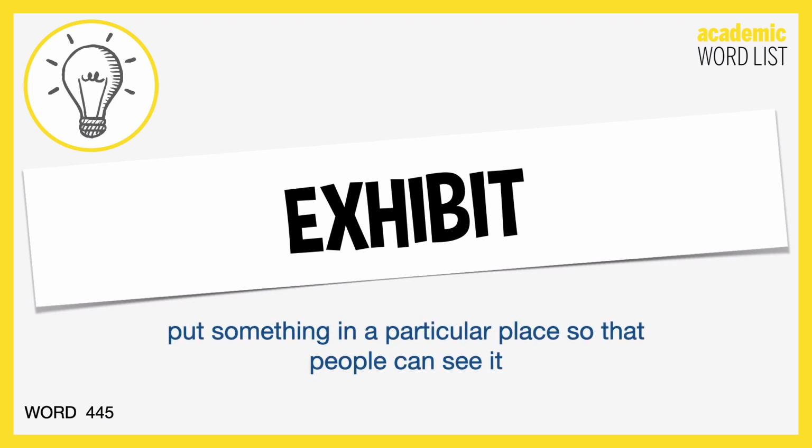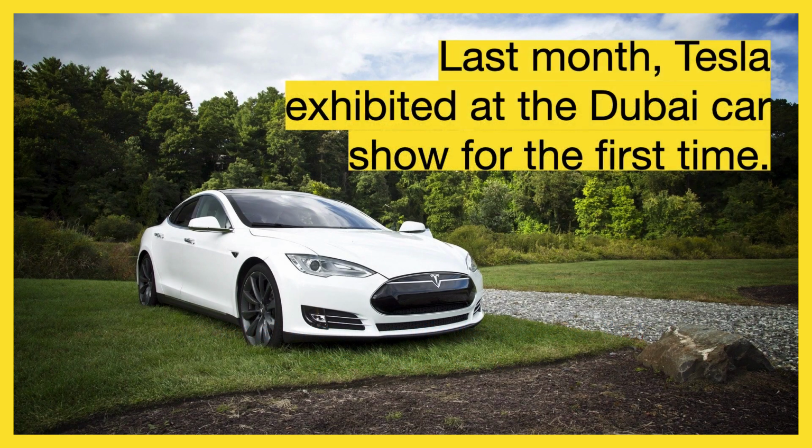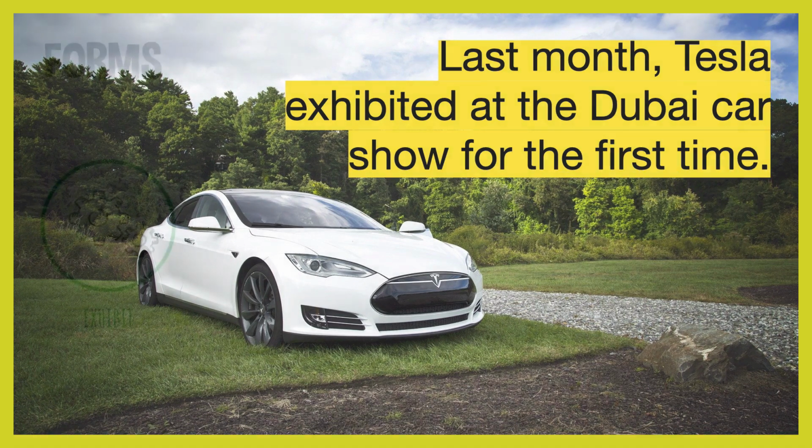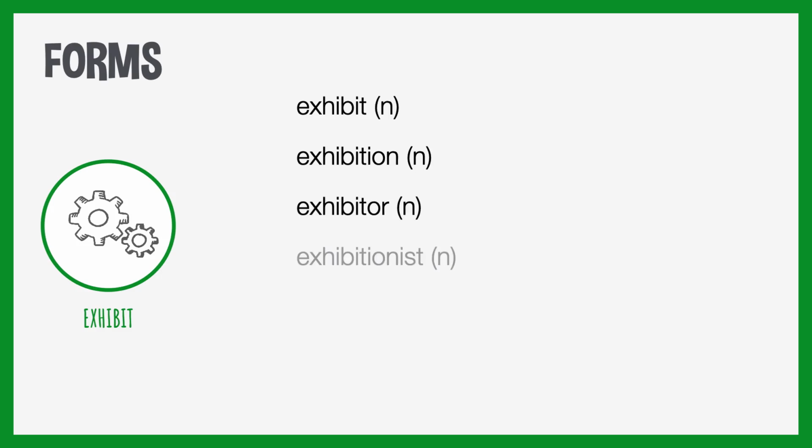Exhibit. This is to put something in a particular place so that people can see it. For example, last month, Tesla exhibited at the Dubai car show for the first time. Exhibit is a noun. Exhibition is a noun. Exhibitor, exhibitionist, and exhibit is a verb.